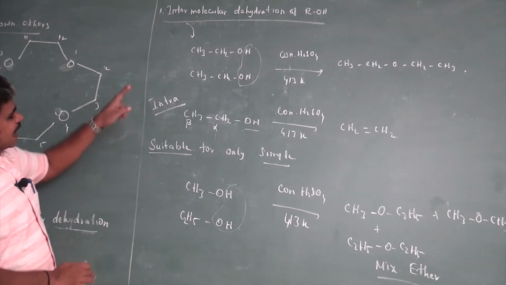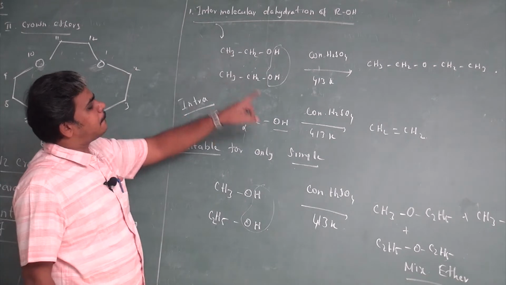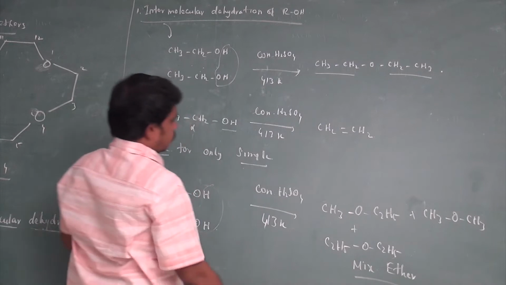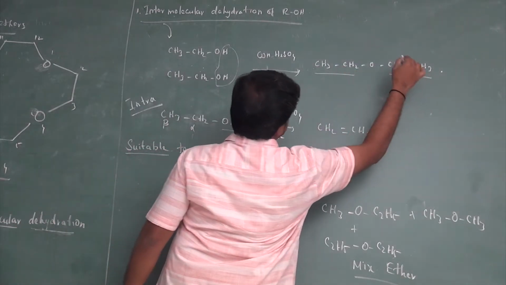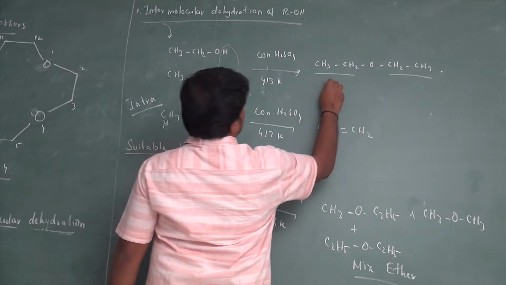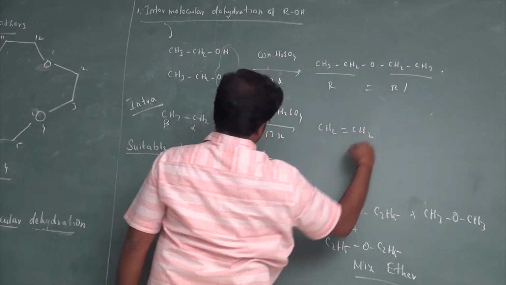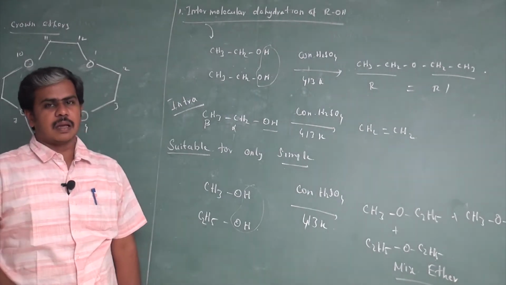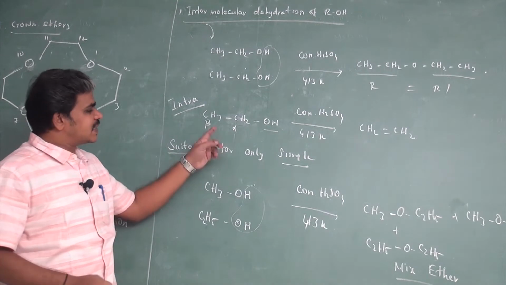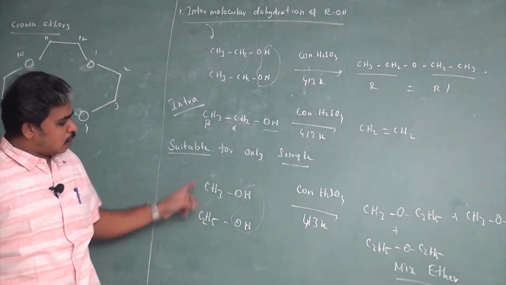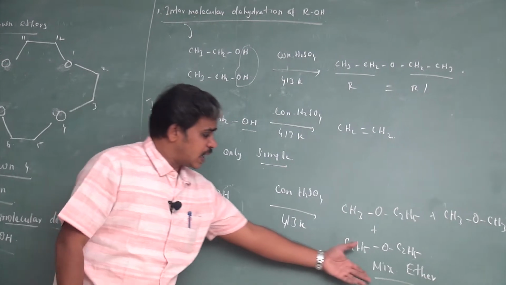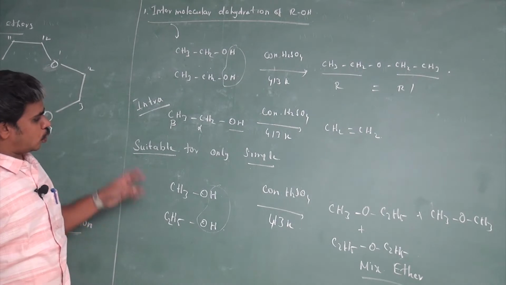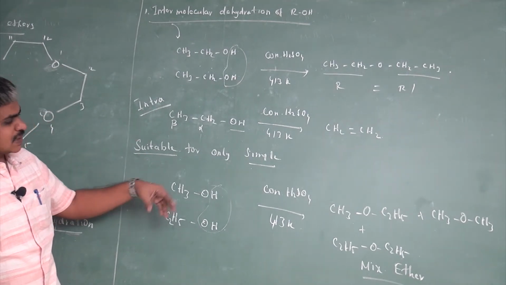So it is suitable only for a simple ether like this. Simple ether is nothing but the same alkyl group, here CH3CH2 and CH2CH3. So it is R equal to R dash. This intermolecular dehydration of alcohol is applicable only for simple ether. If we go to mixed ether, we are getting mixtures of ethers. So it is not a suitable method to prepare mixed ethers.